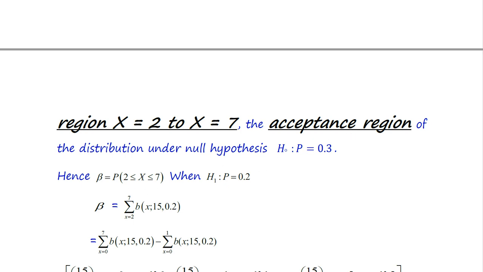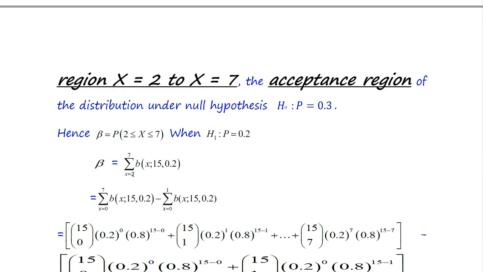The acceptance region of the distribution is p equal to 0.3, and this is the rejection region for the alternative hypothesis. This is the null hypothesis, and if our hypothesis falls in this region, then we commit the type second error. If this value falls in this region, this is the right decision, not an error. So we calculate for this, and we know the probability of committing type second error this way.